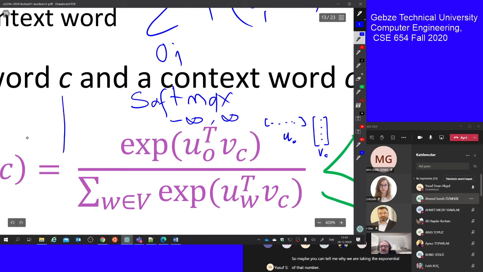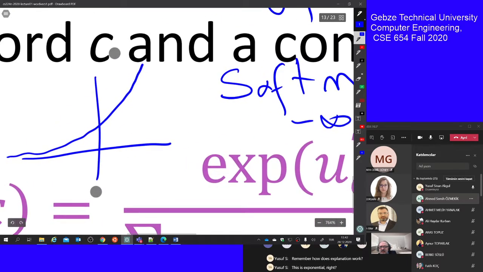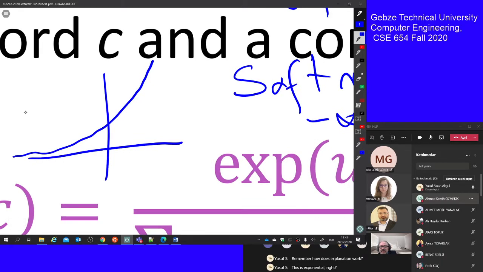Remember, how does the exponential work? This is exponential, right? Exponential e to the x: when x is minus infinity, it is 0. When x is 0, it is 1. When x is 1, it is e, right?